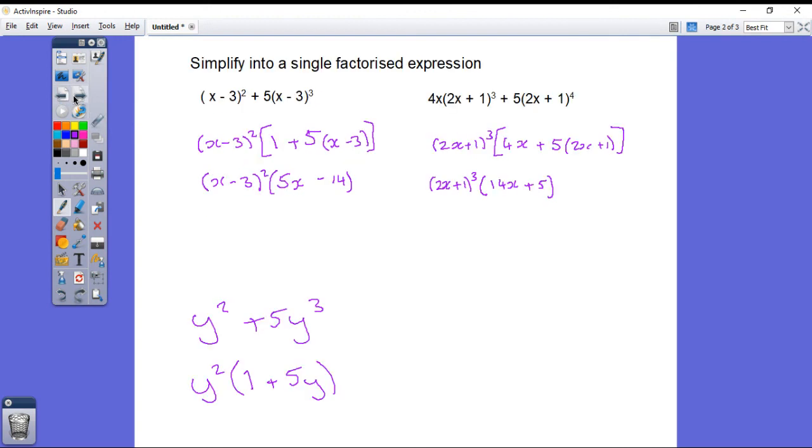First of all, you want to look for things that are in common. So almost like translating that question back to how I had it down here, the y was the x minus 3 bracket. So hopefully that helps.